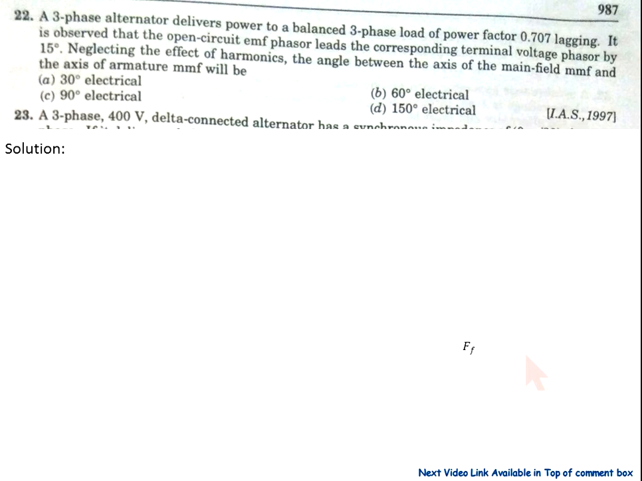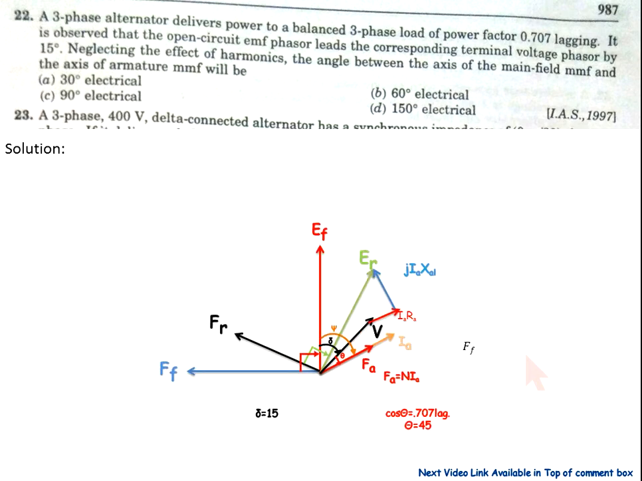Now come to the solution. This is a simple question. First we draw the phasor diagram of the three-phase alternator, in which this Ff is the main field. As mentioned in the question, the load power factor angle theta, the angle between the terminal voltage and armature current, is such that cos theta equals 0.707, that is theta equals 45 degrees. This is the open circuit EMF phasor and this is the corresponding terminal voltage. The angle between these two voltages, delta, equals 15 degrees, as mentioned in the question.